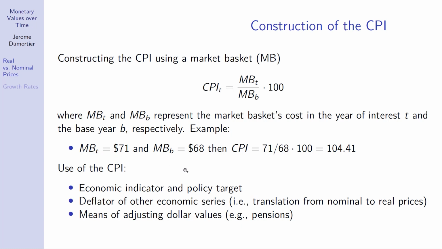Then the CPI would be 71 divided by 68 times 100, and then the CPI would be 104.41 in the period T, and in the base period it would simply be 100. The CPI is used as an economic indicator and a policy target, and it is also used to deflate or adjust other economic series.